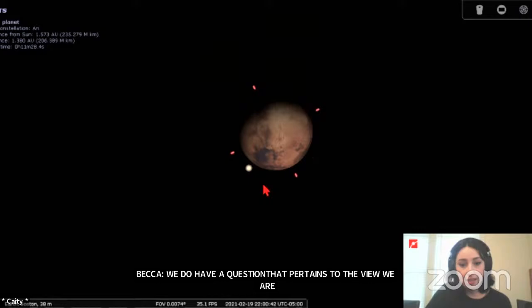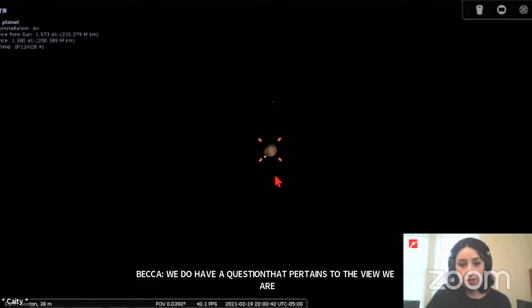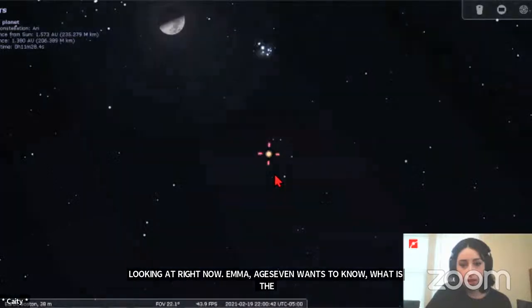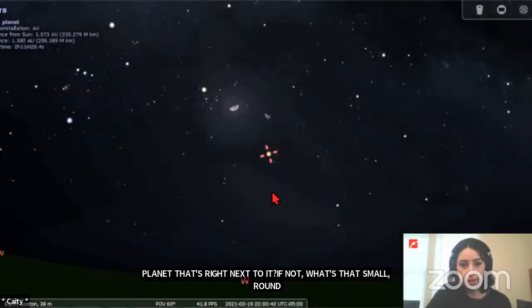Sure. So we do have a question actually that pertains to the view we're looking at right now. Emma, age 7, is wanting to know, what is the planet that's kind of right next to it? Or I guess if that's not a planet, what is that small round circle? Yeah, so that is a really good question. So this is actually a star. And if we zoom out, I'll be able to tell you more of which one it is in particular.